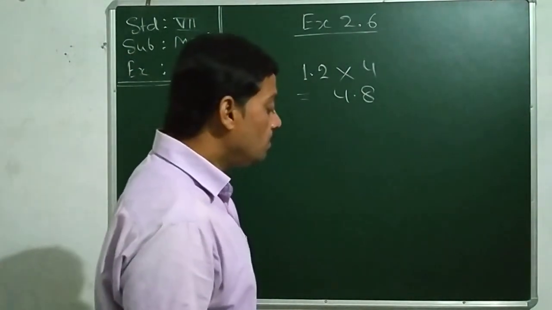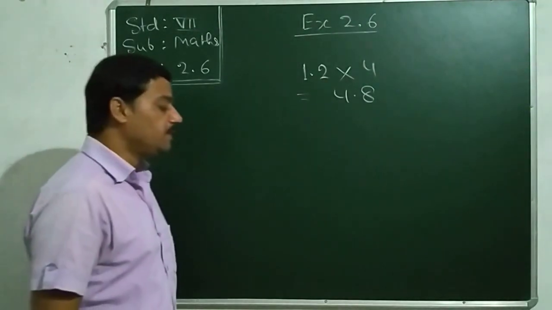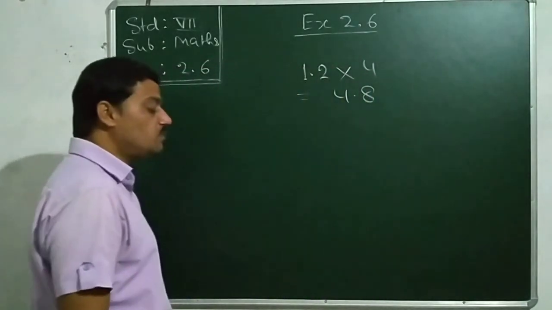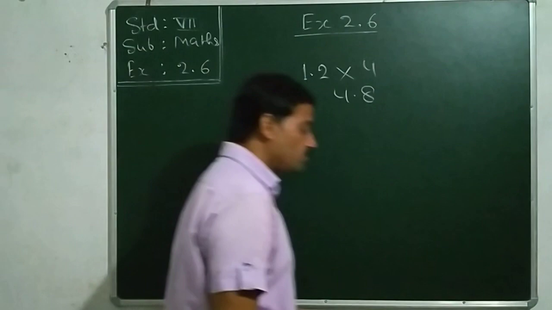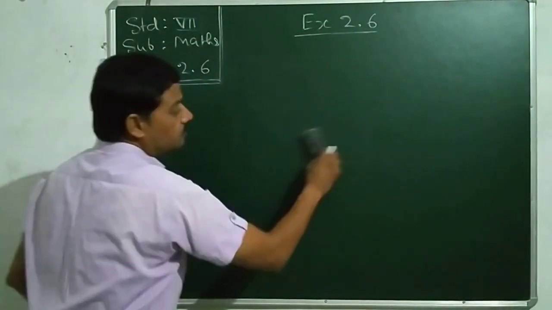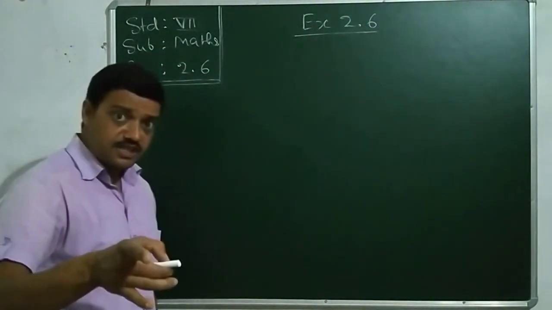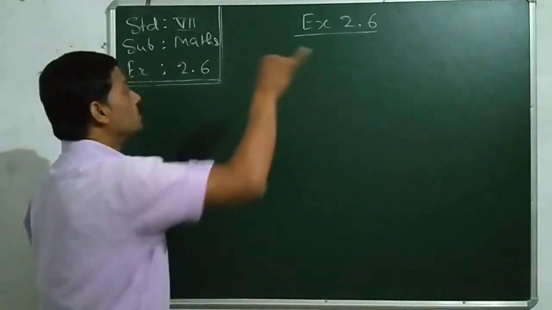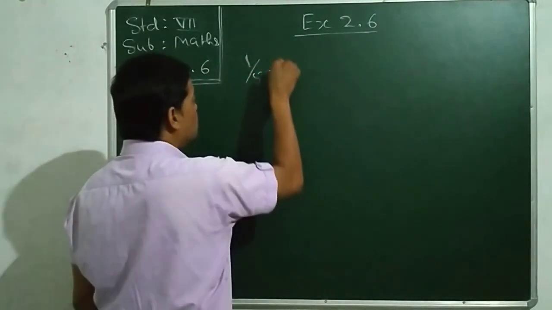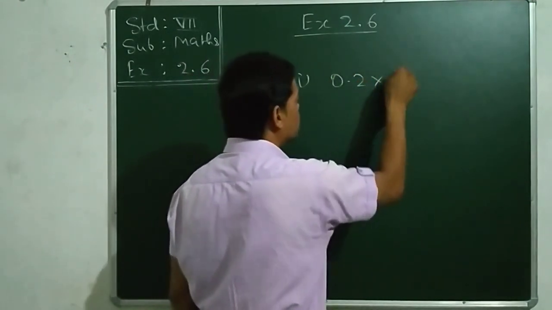But now we will use one of the easiest ways to solve the multiplication of decimal numbers. If you come to the exercise directly, I will explain the sums one by one. Come to number one. The process, as you had learned, is to change the decimal number into fractions. Page number is 52. The first sum is given as 0.2 into 6.